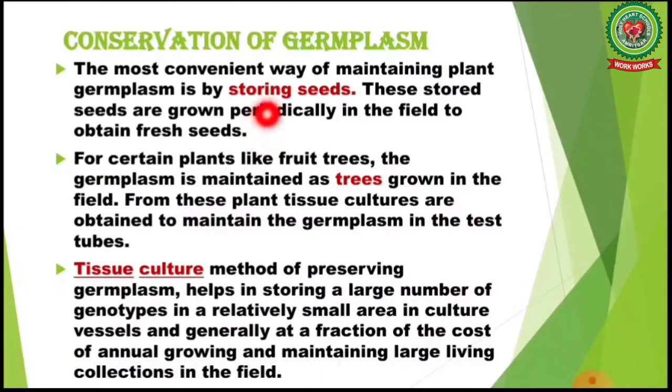Now, talking about conservation of germplasm. The most convenient way of maintaining plant germplasm is by storing seeds. These stored seeds are grown periodically in the field to obtain fresh seeds. For certain plants like fruit trees, the germplasm is maintained as trees grown in the field. From these, plant tissue cultures are obtained to maintain the germplasm in test tubes.